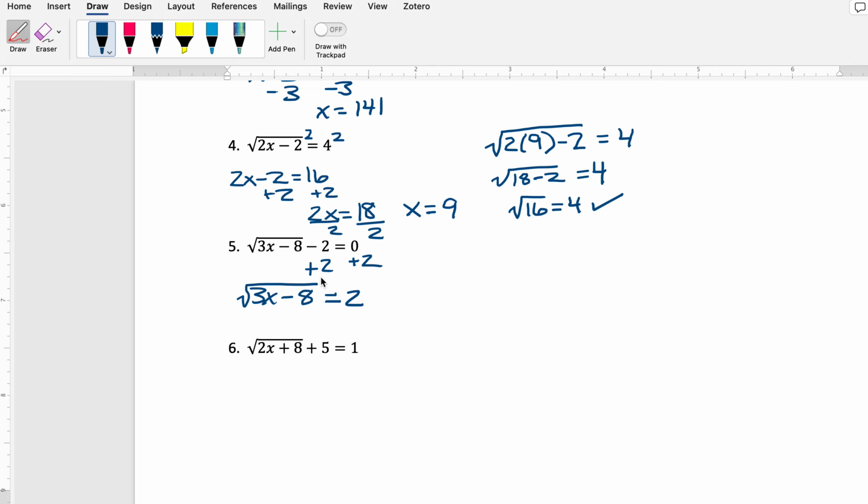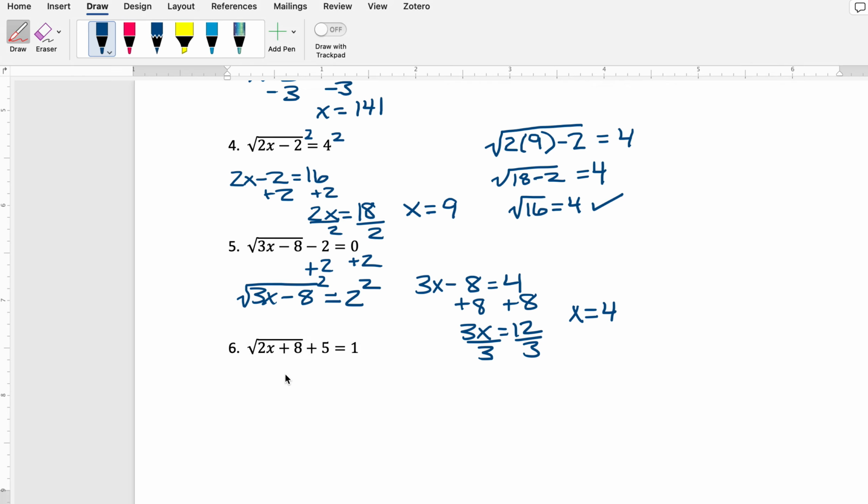Now, once I have the square root by itself, I can get rid of it by squaring both sides. That gives me 3x minus 8 equals 4. Add 8 to both sides. And finally, divide both sides by 3 to get my answer of x equals 4.